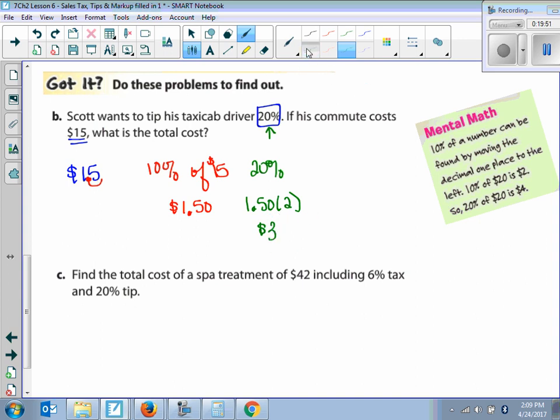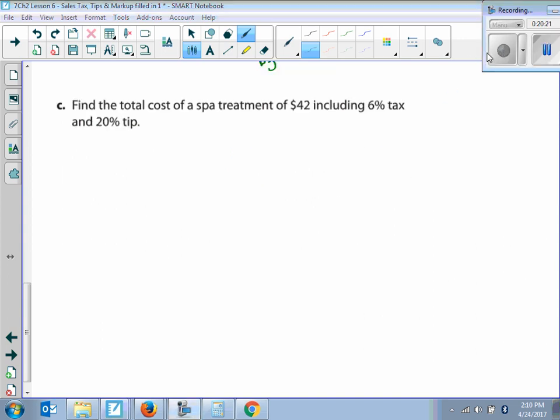So that's $3. So now, to find out the total cost, I'm going to put total cost, TC, is going to be equal to the amount that it costs for the ride, $15, plus the 20% tip, which is $3. So how much is he going to give to the cab driver? $18. Is everybody clear with that?